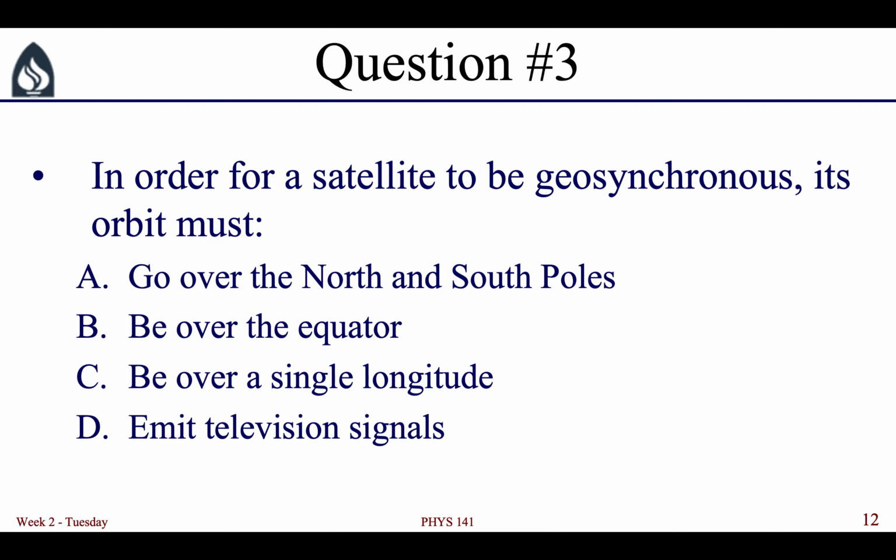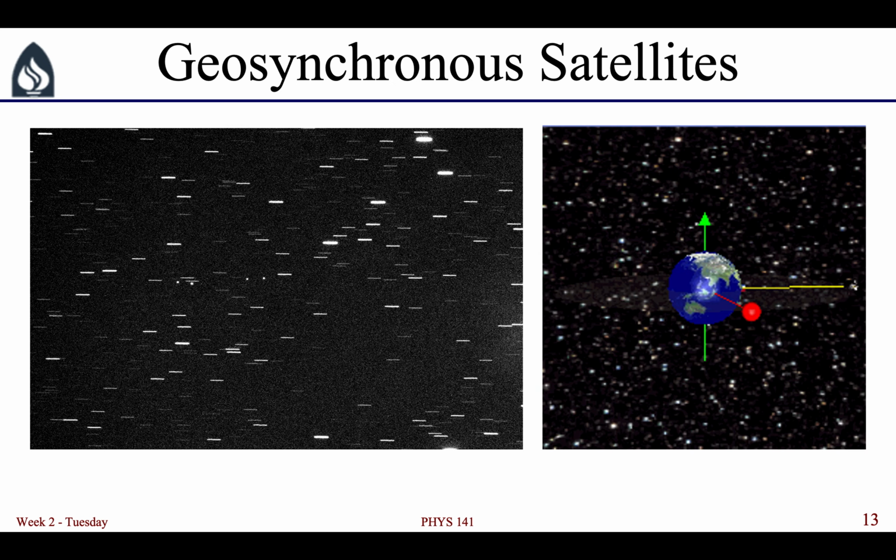So what must the orbit of a geosynchronous satellite be like? As was mentioned before, geosynchronous means that it is always located over the same location on Earth. So in this picture, on the left-hand side, there are points of light that are actually geosynchronous satellites.